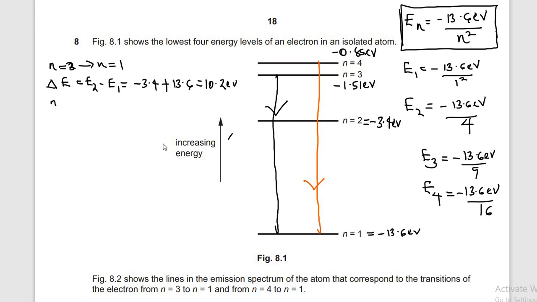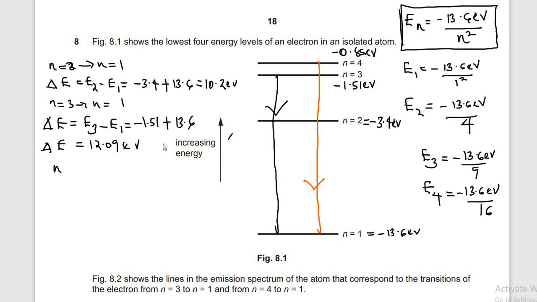From 3 to 1, when n is 3 to when n is 1, the change will be E3 minus E1. E3 is minus 1.51, minus minus 13.6. So 13.6 minus 1.51, we have 12.09. The change in energy level there is 12.09 eV.